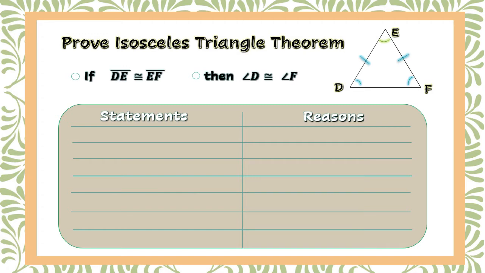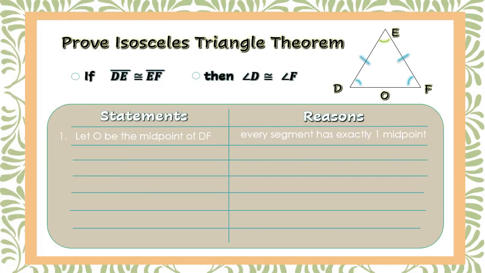Let's try to prove this theorem using two-column form. The first column is the statements and the reasons are written in the second column. For the first statement, we have: let O be the midpoint of DF. The reason? Every segment has exactly one midpoint. Since we have point O as our midpoint, then we can draw an auxiliary line EO, and the reason? Two points determine a line.